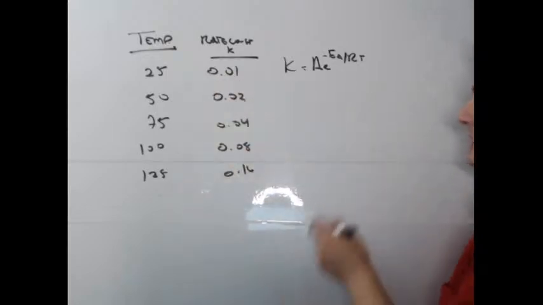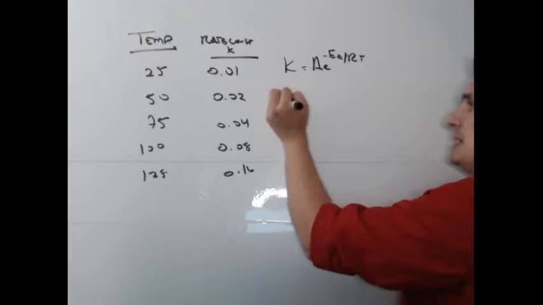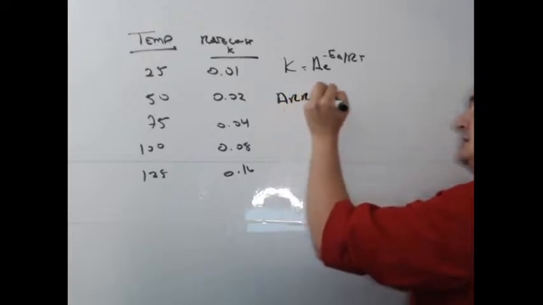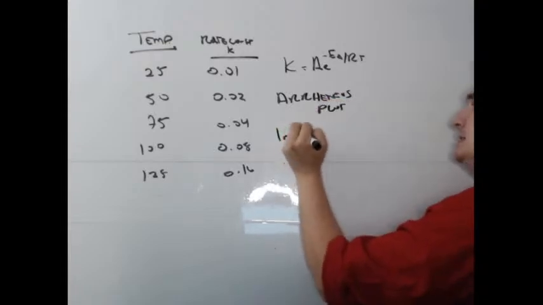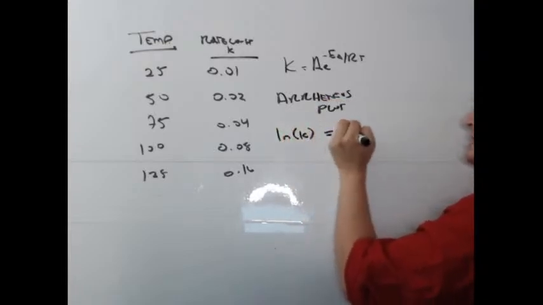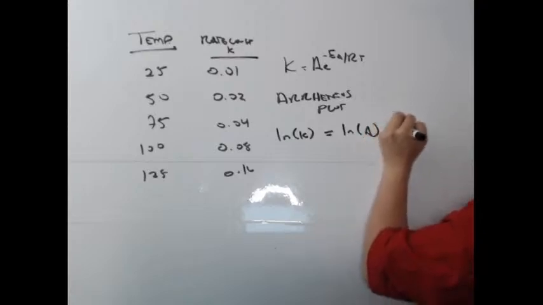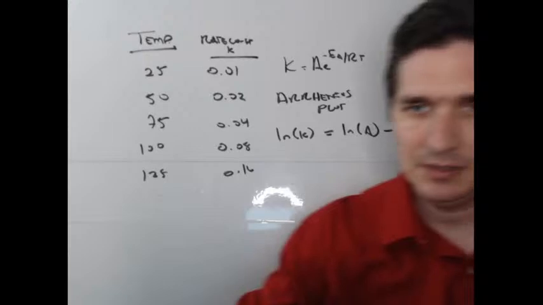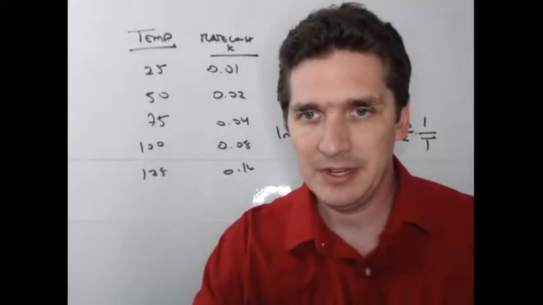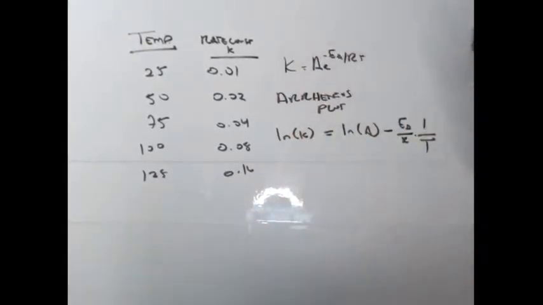In order to find the activation barrier, what we want is an Arrhenius plot. And that's ln of k equals ln of the pre-exponential minus EA over R times 1 over temperature. Should probably bring the video up to make sure you can actually see that. Yeah, you can actually see that.